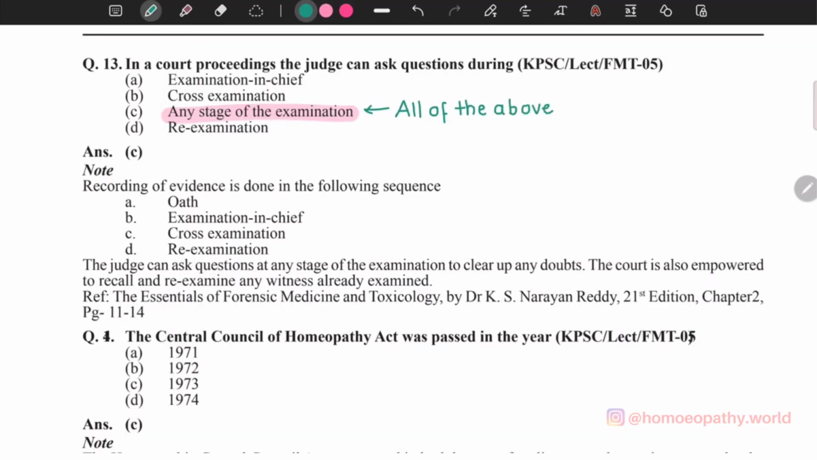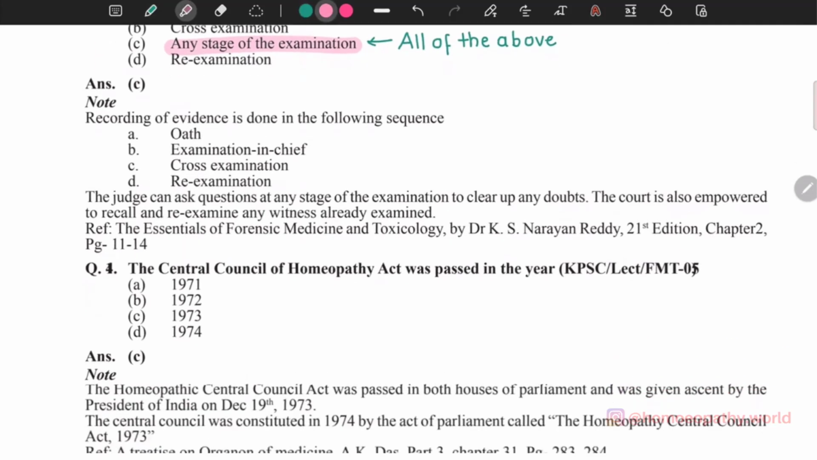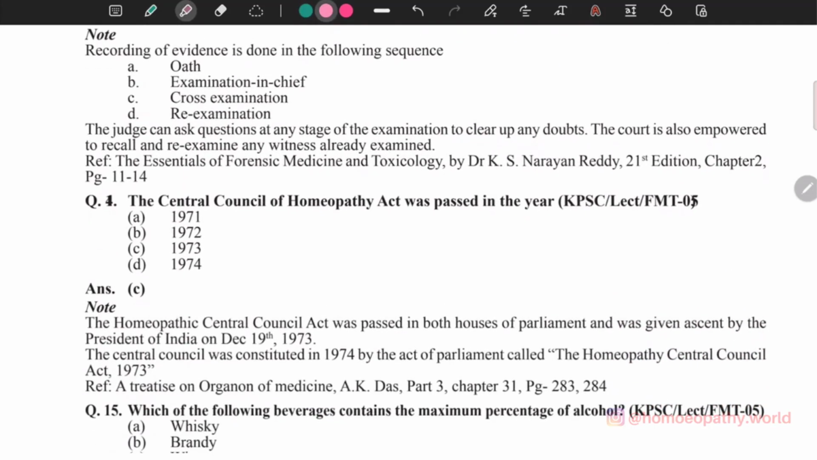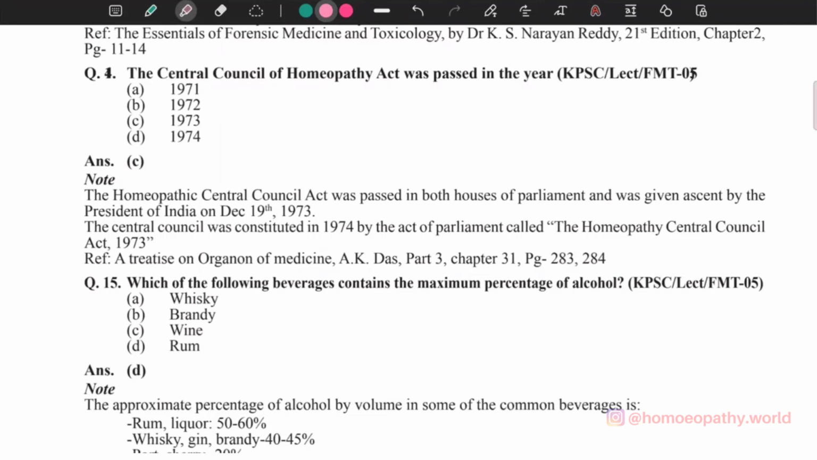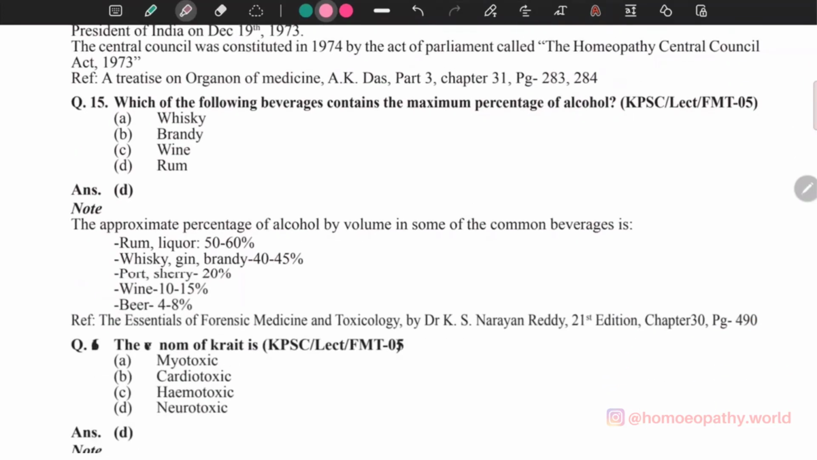The Central Council of Homeopathy Act was passed in the year 1971, 1972, 1973 and 1974. Now it has no option. You have to remember it is 1973 on 19th December.